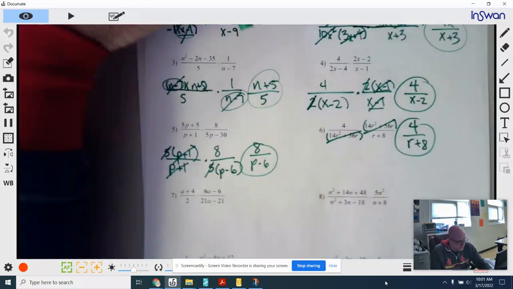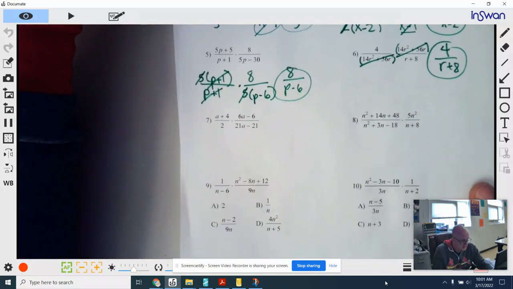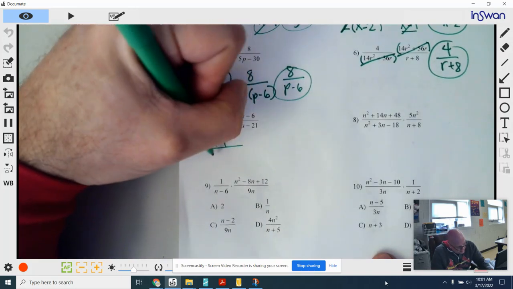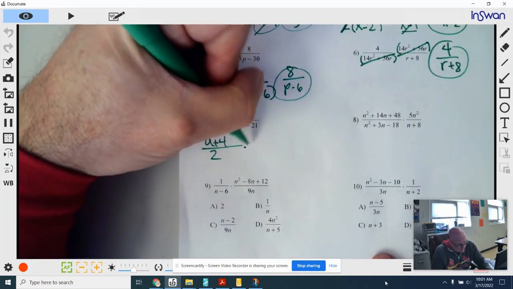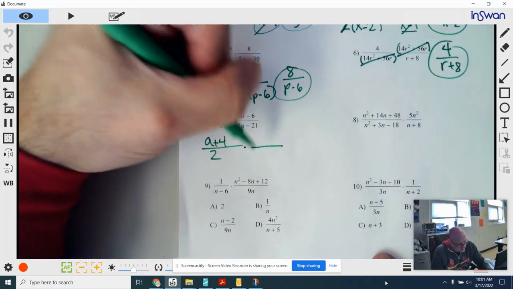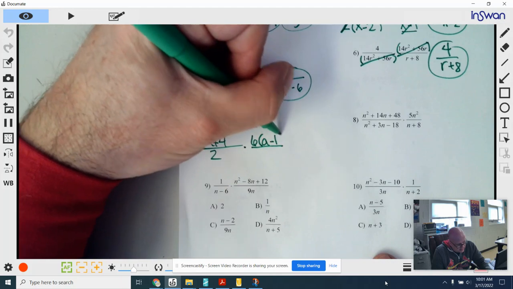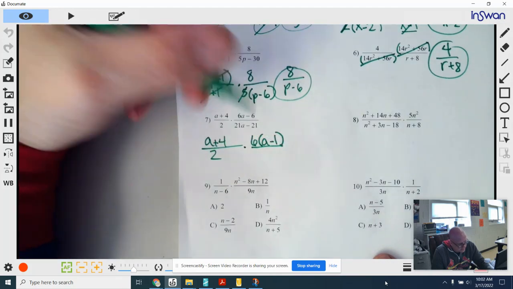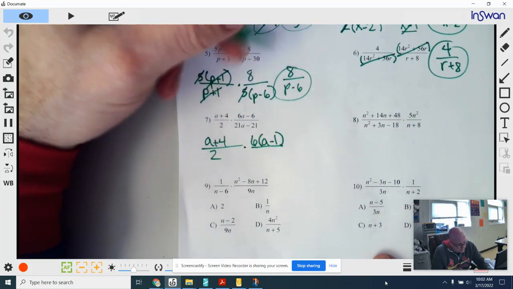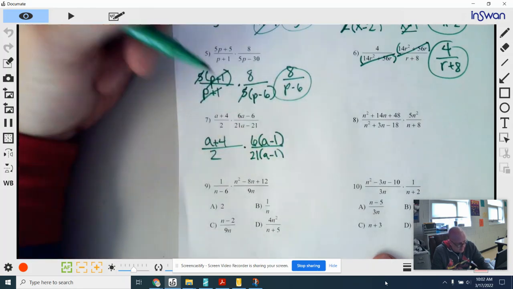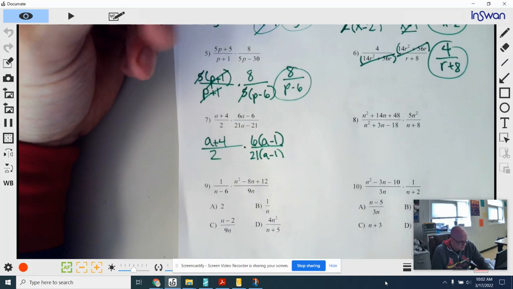Okay, we'll do 2 more together. We got number 7. So number 7, you got an A plus 4 up top. Got a 2 on the bottom. Times 6A minus 6. My GCF is going to be a 6. Let's pull that out. You got an A minus 1 remaining. On the bottom, 21A, take away 21. So 21 is your GCF. And A minus 1 remains.